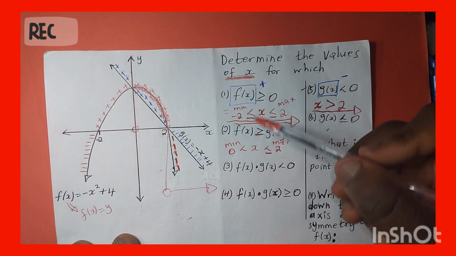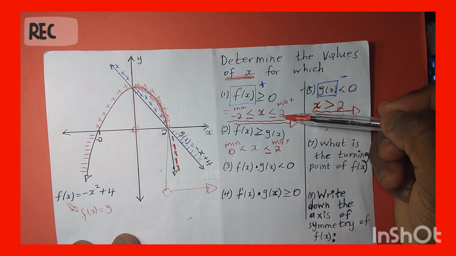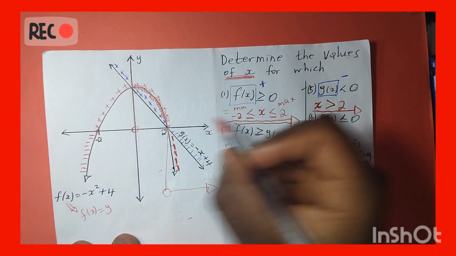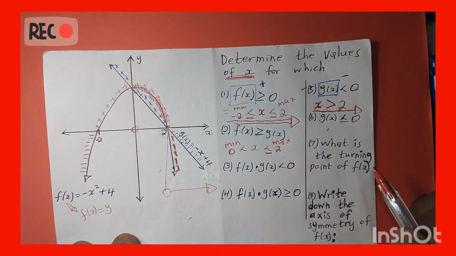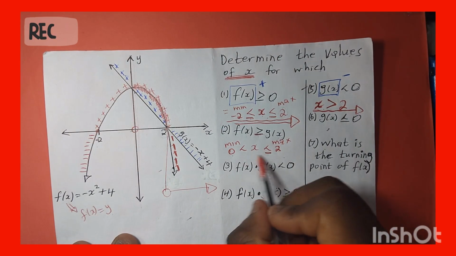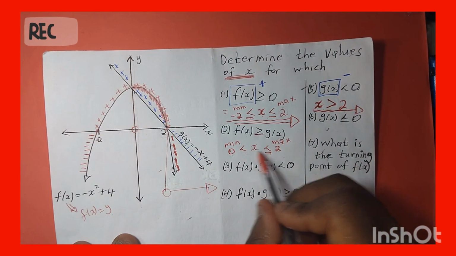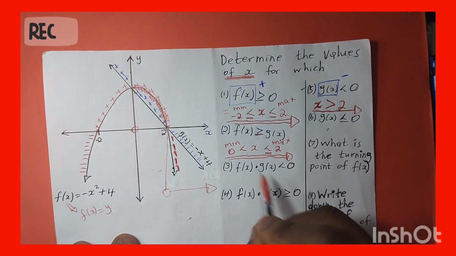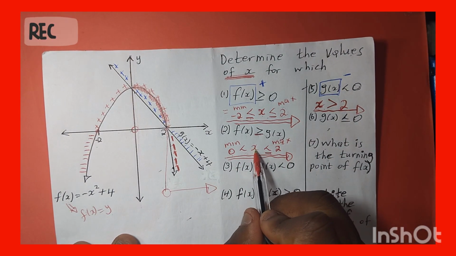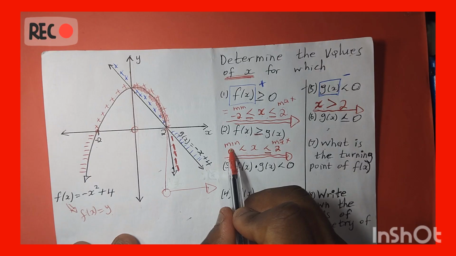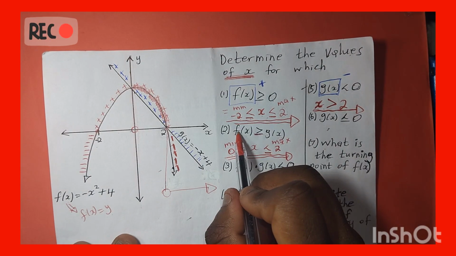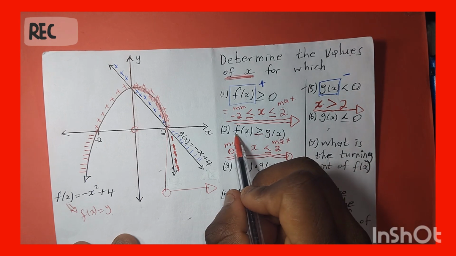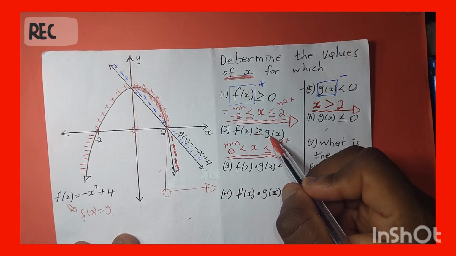But for the other question, they will say between -2 and 2, because that graph was touching both numbers. That's why I put both equal there. So for this one, no need for you to say that. This one will be your final answer. It says that for the values of x which are between 0 and 2, the graph of f will be greater than g of x, meaning that graph will be above g of x.